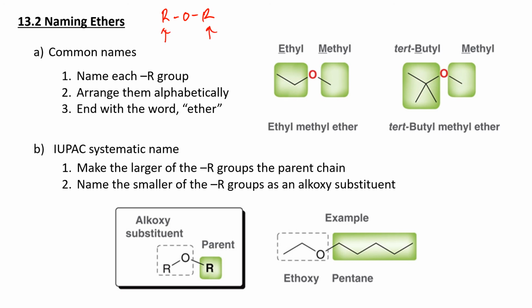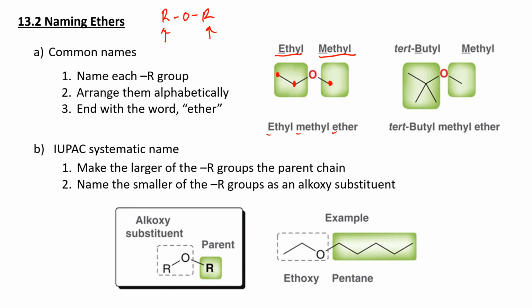You're naming each of the R groups. We're going to arrange them alphabetically and end with the word ether. So we've got a 2-carbon R group, that's ethyl. We have a 1-carbon R group, that's methyl. We're going to put these together alphabetically with the word ether at the end. Ethyl methyl ether.